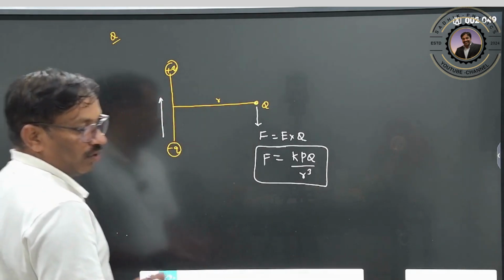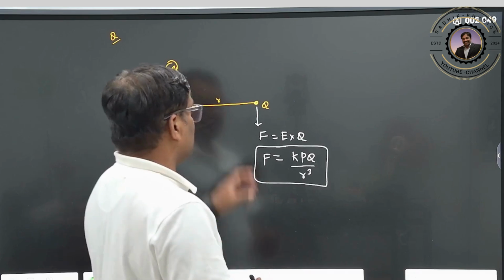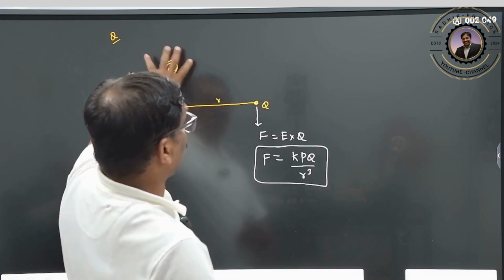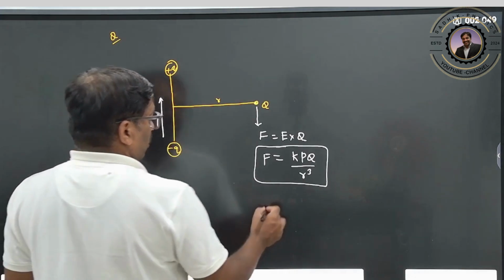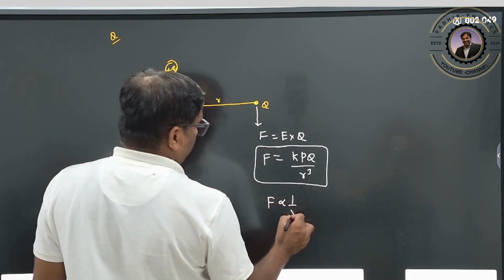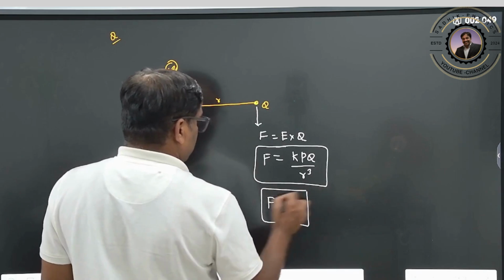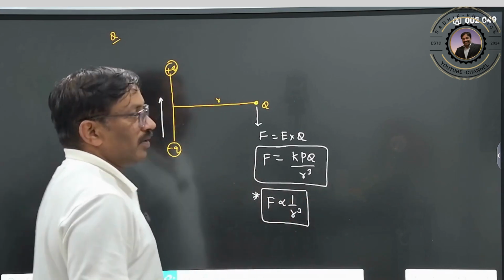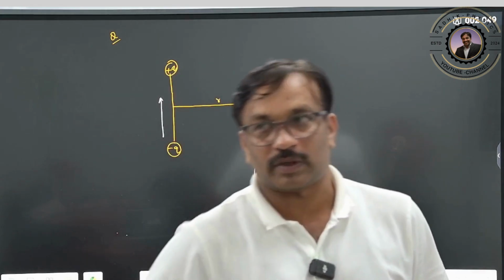Therefore, like Newton's laws, action and reaction. This is the force acting on the charge, and the same amount of force is acting on the dipole. So the force acting on the dipole is inversely proportional to R cubed. Just now I said, no. So the force between the dipole and charge is nothing but inversely proportional to R cubed. Clear?